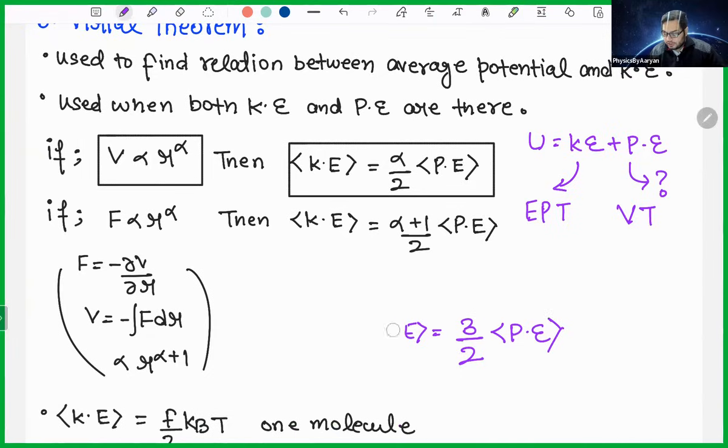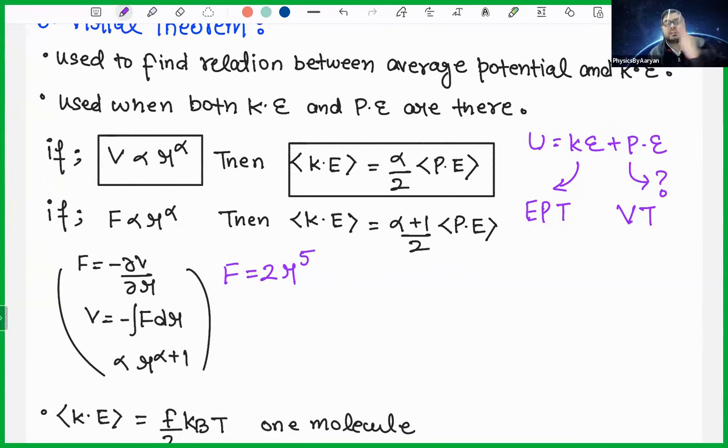What if I don't tell you how your potential depends? Instead, I tell you how your force depends. For example, if I say force is equal to 2 times R^5, so if force depends upon R to the power 5, then how does potential depend upon R? Is it okay to say force is equal to minus curly V by curly R?